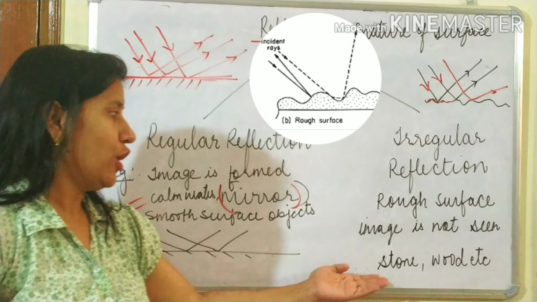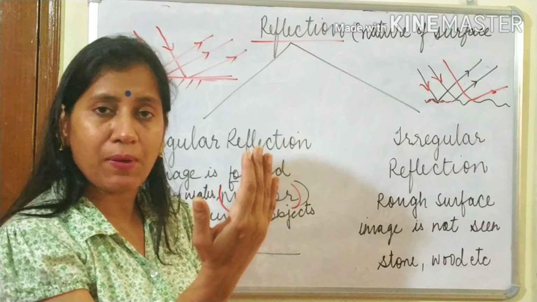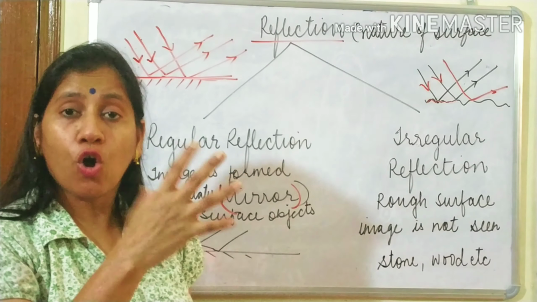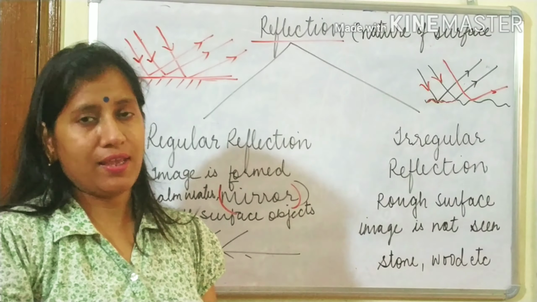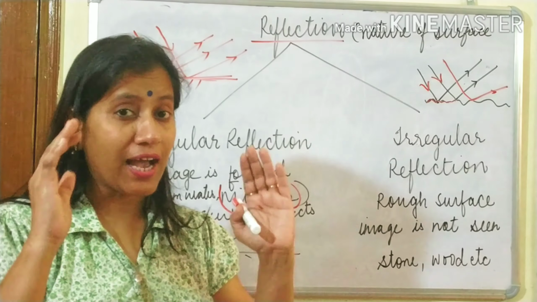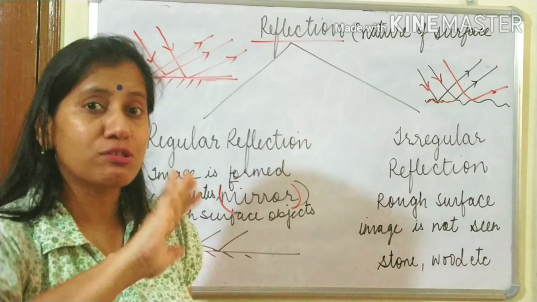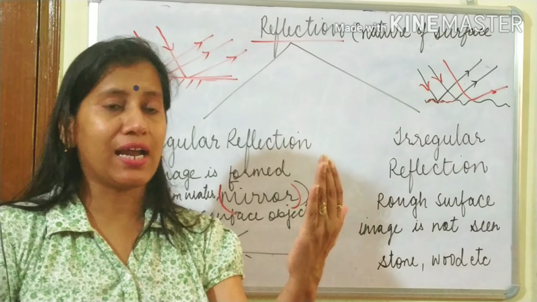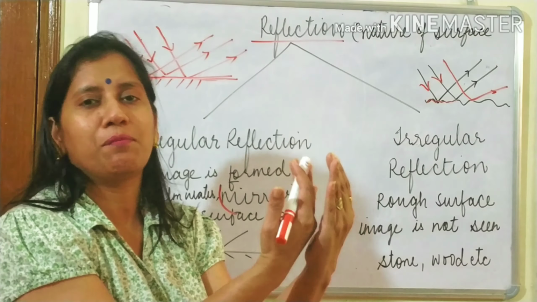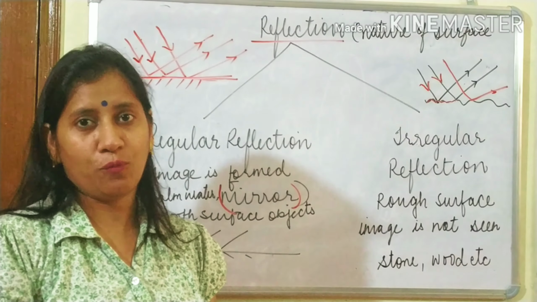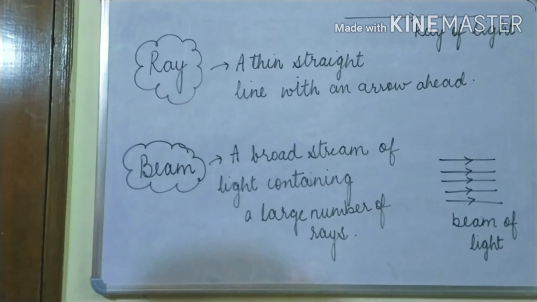For example, if you see a stone, if you see a wood, अगर आप stone को अपने आँख के पास रखो, can you see your image on stone? Can you see your image on wood? नहीं. मगर अगर आप अपने घर की एक थाली लेते हैं, या अपने घर का स्पून लेते हैं, if it is shiny or smooth है, and if you keep it in front of you, you can see your image on that thali also. So reflection, it is regular and irregular.